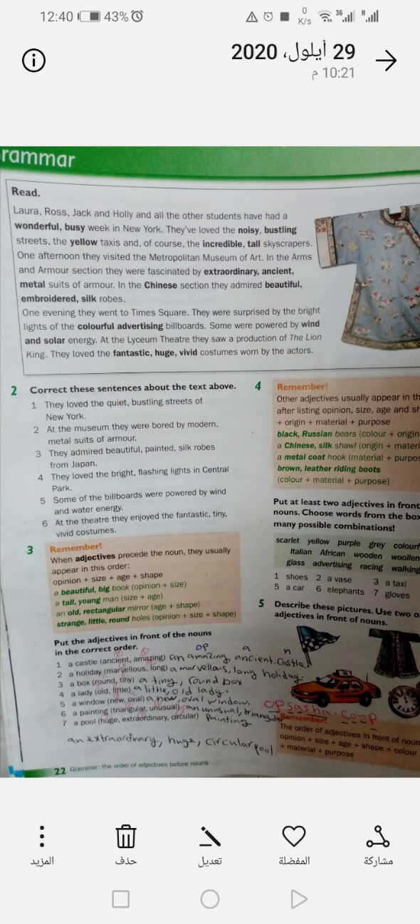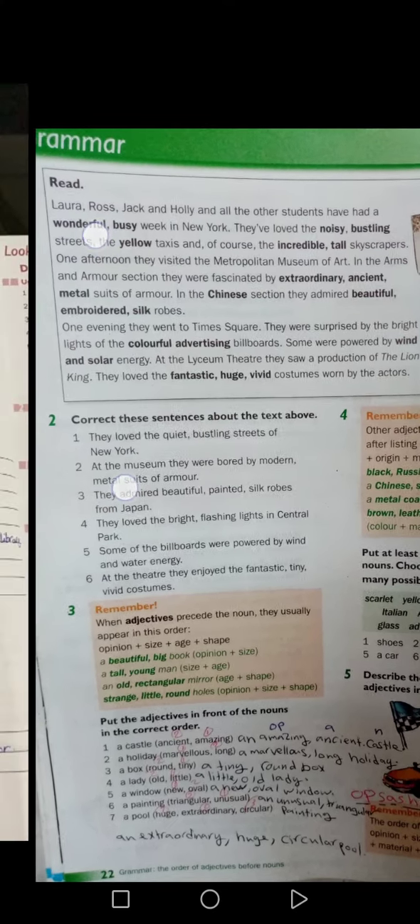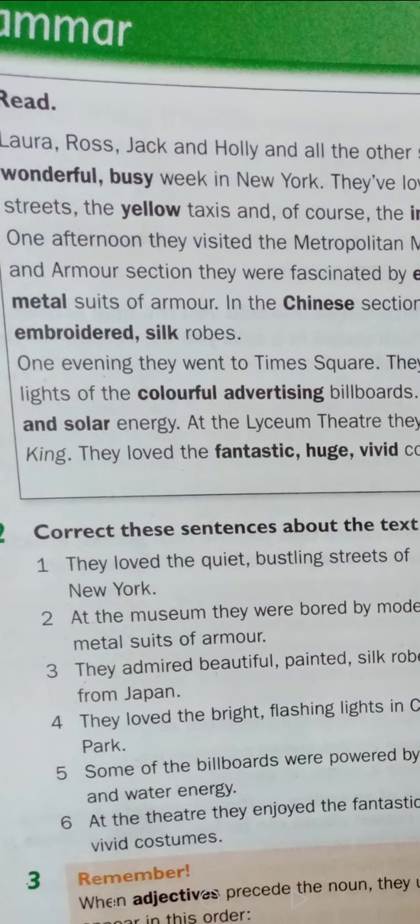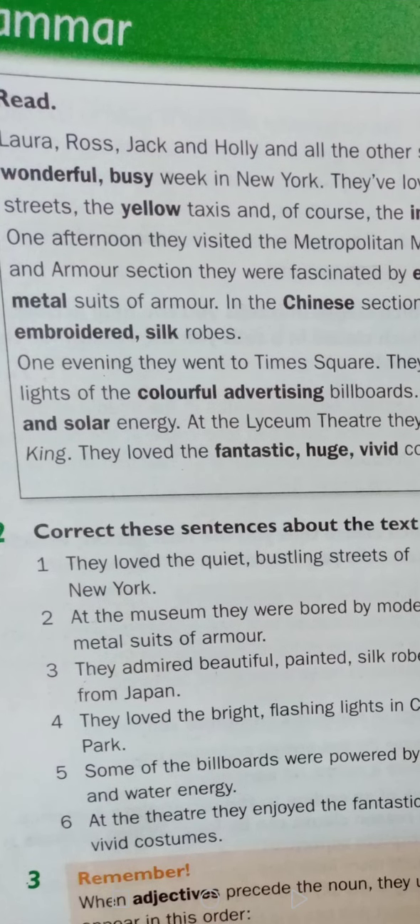Let's look at this paragraph. The words that are written in bold are adjectives. They come before nouns and they describe the nouns. الكلمات المكتوبة بالأسود عبارة عن صفات وتوصف الاسم.